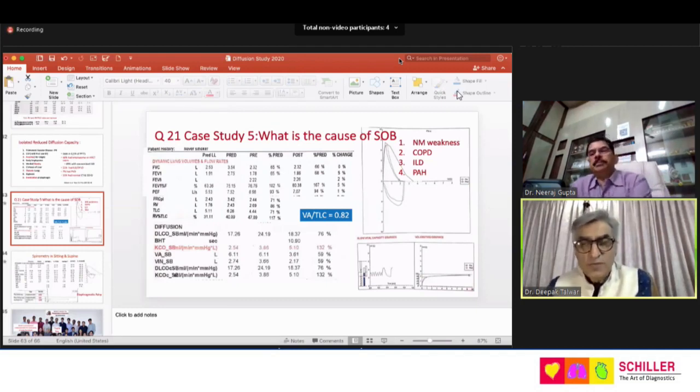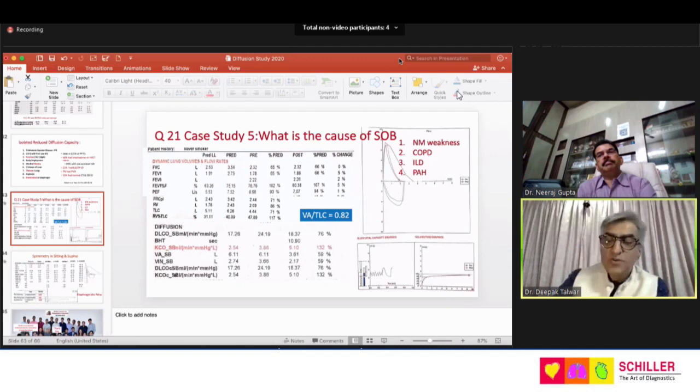People will say that to me later in the messages, that they were not seeing the diffusion capacity. Obviously, if you look at the first set of parameters, the normal VA/TLC ratio rules out an obstructive disease. So COPD is out. The choices are between neuromuscular weakness, ILD, and pulmonary arterial hypertension. Now, the only clue comes from DLCO and KCO. Increased KCO will not occur in ILD, it will not occur in PH, and it will only occur in neuromuscular weakness. So if you look at this kind of study, you understand that this is primarily a neuromuscular disorder, and you need to do more tests.